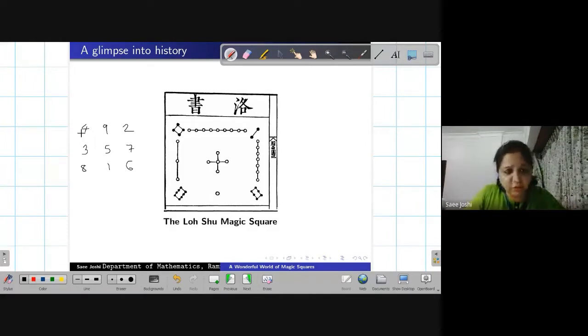If you look at the row sum, this is 4 plus 9 plus 2, so that turns out to be 15. For every row, you can check that the sum turns out to be 15. Same goes for every column, and same goes for the diagonal, right?